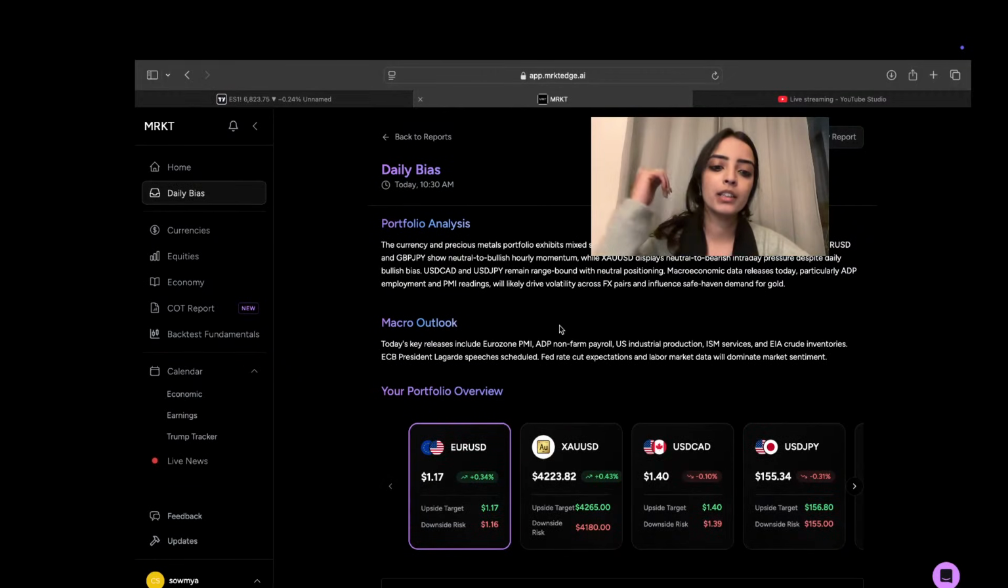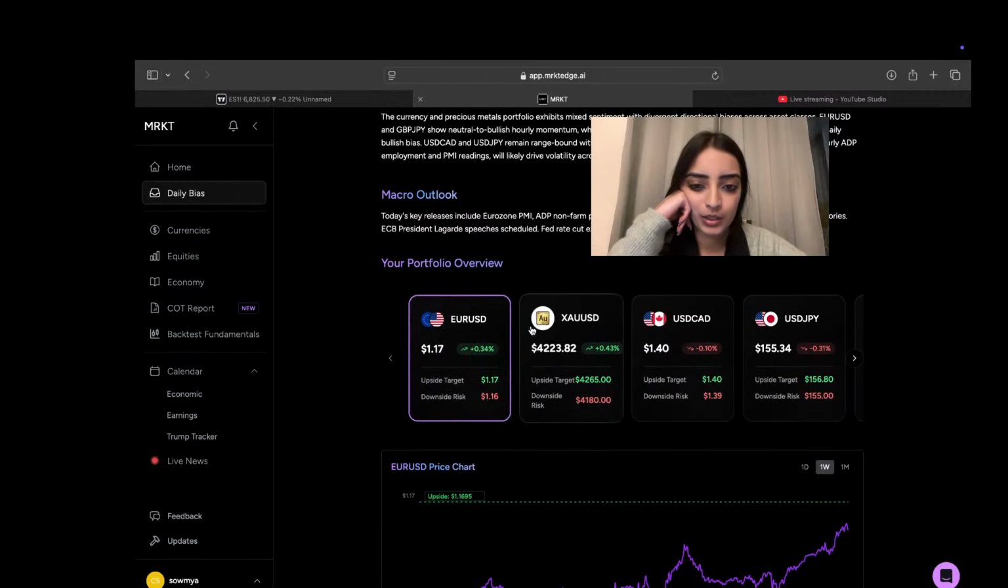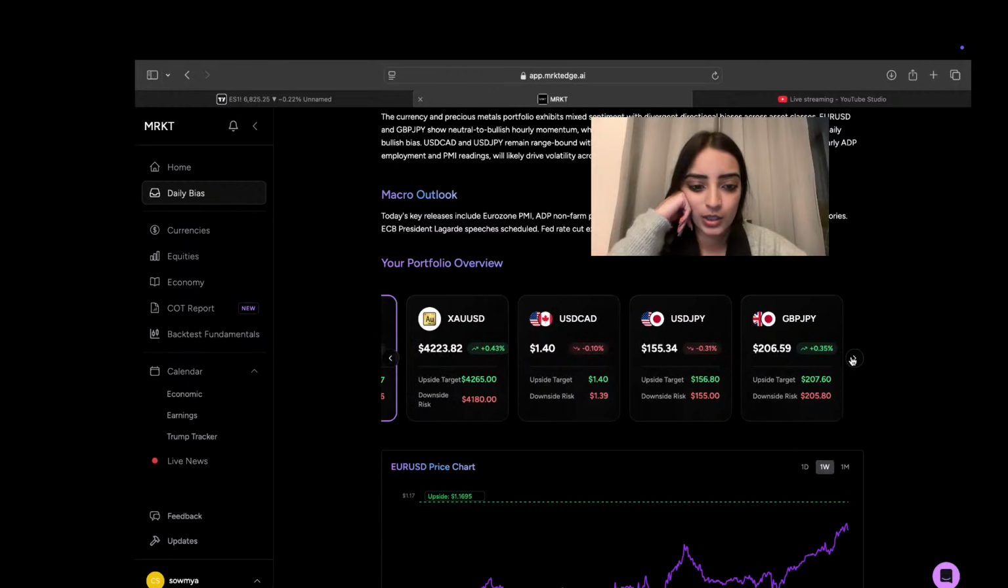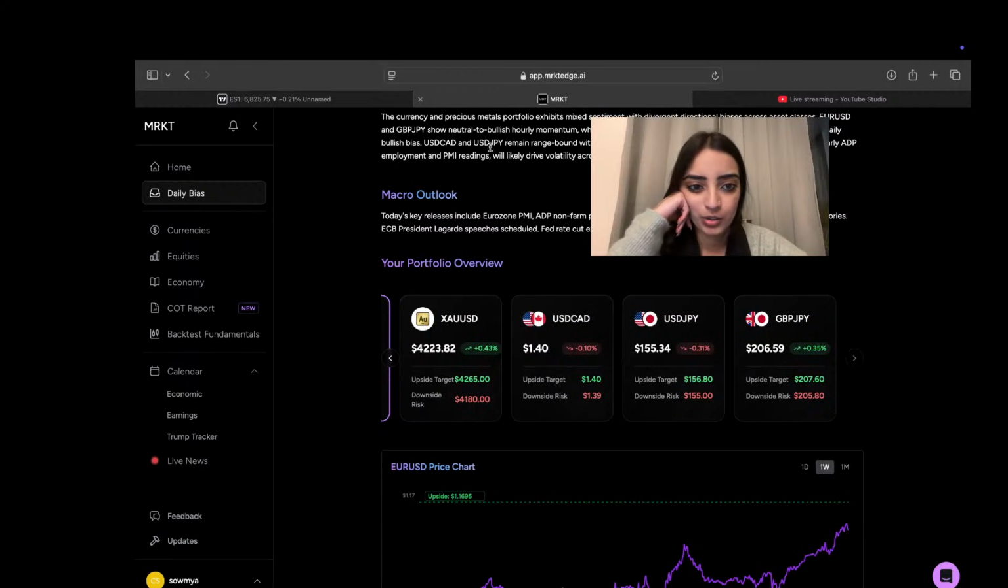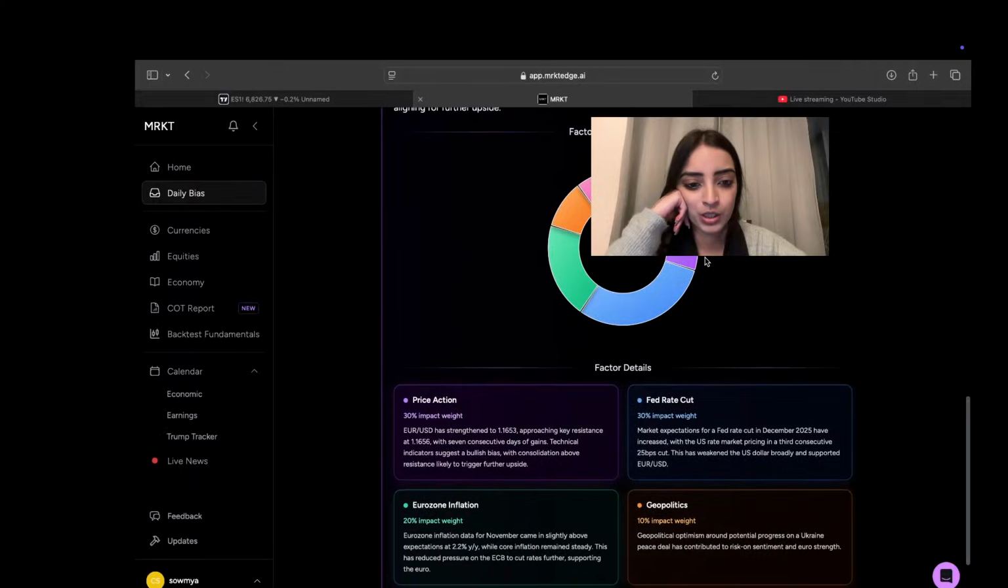Okay, so the daily bias, Euro USD, this is how it looks. Gold looks like this. Today's key releases include Eurozone PMI, ADP, non-farm payroll, which is over. ISM services, this is what we have at 8:30. And crude inventories, ECB President Lagarde speech is also scheduled. Okay, so the main thing which we have left is ISM services. So make sure that you are trailing your stop losses or not trading during 5 minutes before the news and 5 minutes after the news.